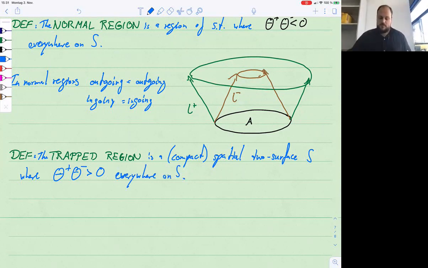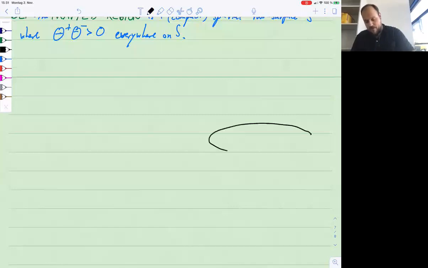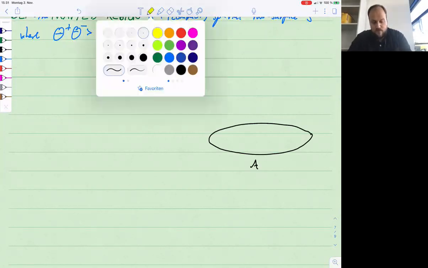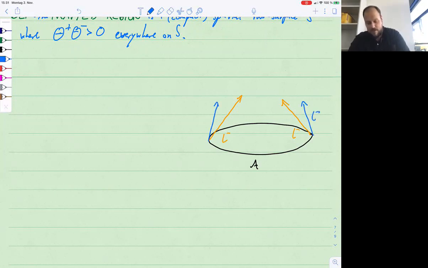Let's have a look at that. What does it mean to be trapped? Let's draw a nice diagram. We start with some A, and again we have two congruences. In order for this quantity to be bigger than zero, they have to point in the same direction. So one inward, that's still our L minus. But now the other one also has to point inward, because otherwise the expansion would be negative again, like this invariant would be negative again. So in both directions our area shrinks, and therefore the multiplication is positive. And this is called future trapped.